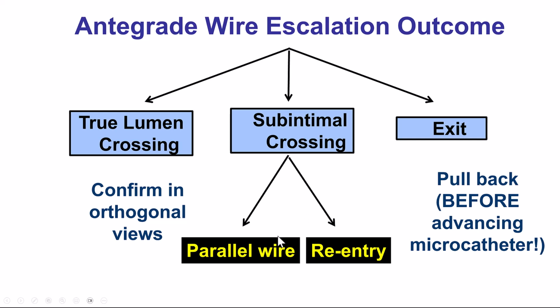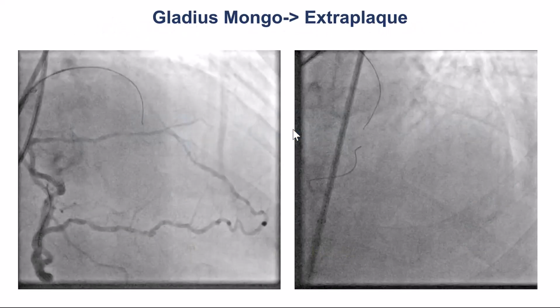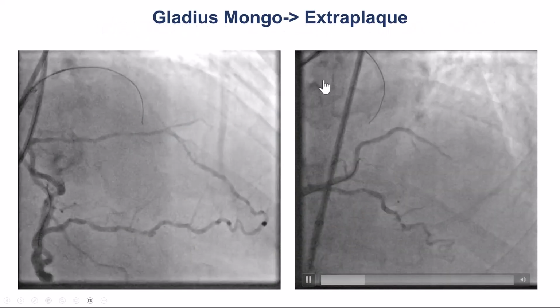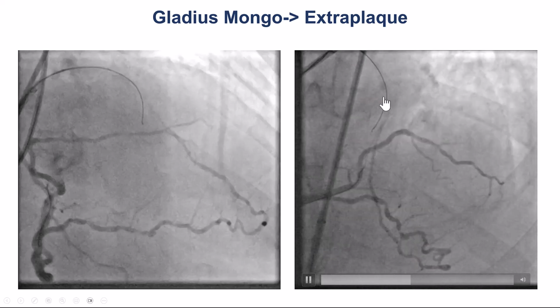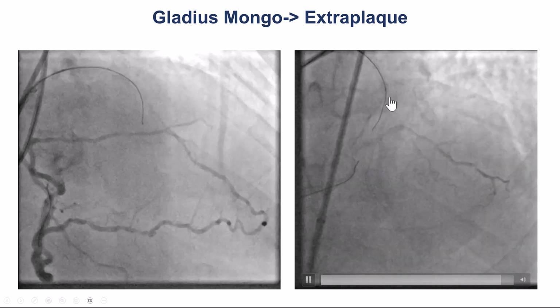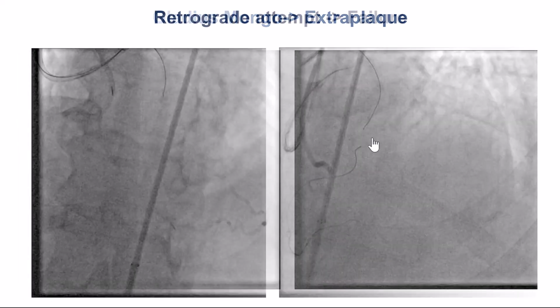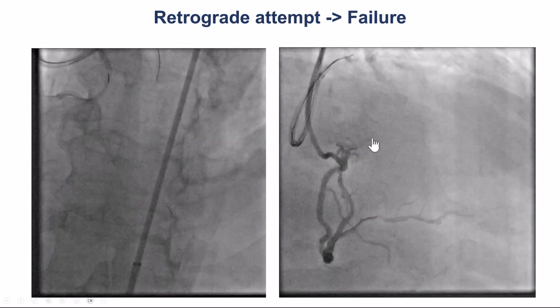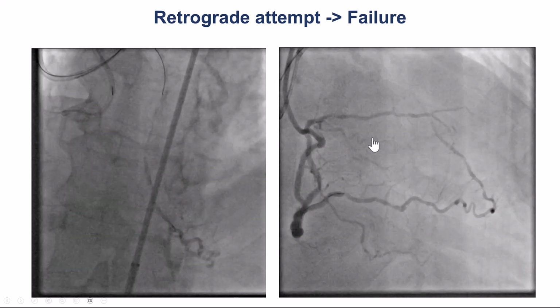We are extraplaque or subintimal, as we said in the past. The two key ways are to either do a parallel wire or do antegrade dissection reentry. Of course, another approach is to abandon everything and go retrograde. So we decided to proceed with ADR. We used a Gladius Mongo, but it seems to be going a little further out from the lumen than we would like to see. As a result, after several attempts, we decided to try retrograde.